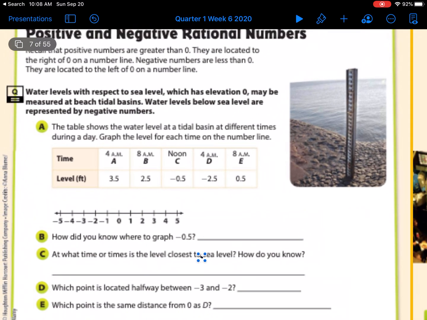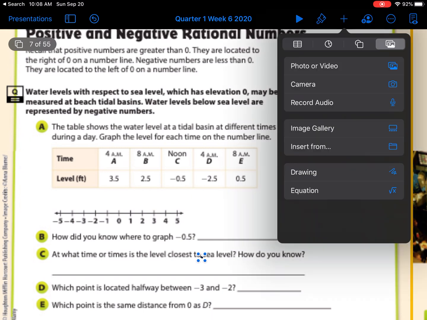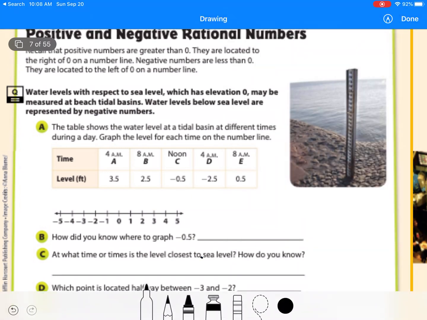So, the time is 4 a.m., which is A. It is a positive 3.5. So, in order to graph that, first we need to put the plus sign and draw. Again, if you have the textbook, you can just do this directly in the textbook. So, we see 3.5. So, we go from 0 and we count over 1, 2, 3. And then we go halfway between 3 and 4. That is 3.5. Because the decimal 0.5 equals 1/2. So that is A. So I'm going to draw or write A on top.